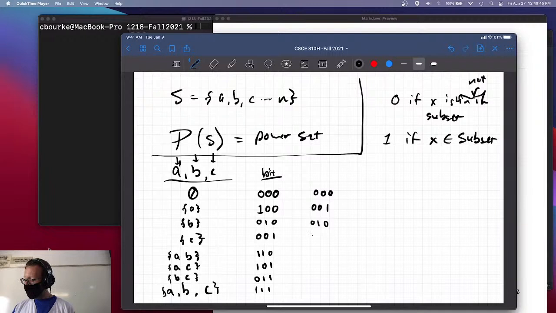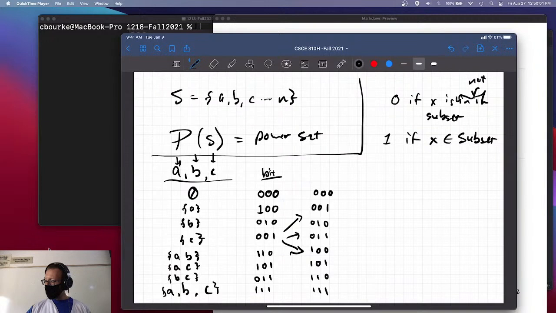So what I'm doing is I'm reordering these, right? 1, 0, 0. 1, 0, 1, 1, 1, 0, and 1, 1, 1. What did I just do? I counted in binary. 0, 1, 2, 3, 4, dot, dot, dot, 7.